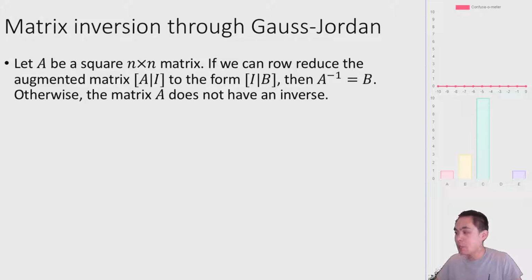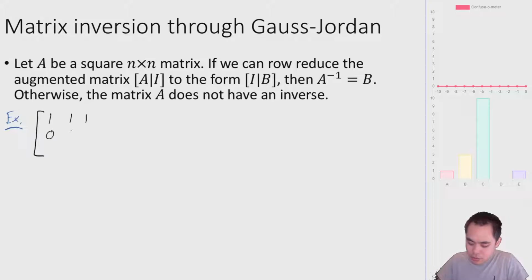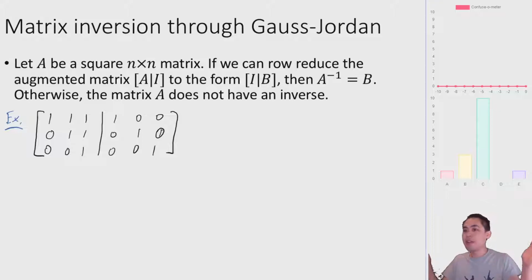So let me give a couple more examples. I'm going to give a simple one, since I'm going to do a 3x3. Let's suppose we had 1, 1, 1, 0, 1, 1, 0, 0, 1. If we want to find the inverse of that, we want to convert the left side to the identity, with the identity on the other side. I chose an easy to work with matrix, so that I wouldn't have to write too much.